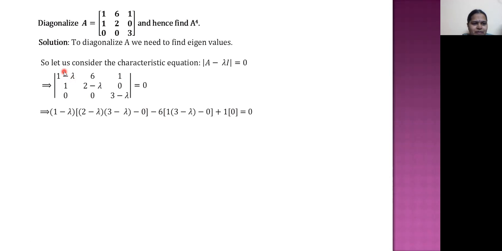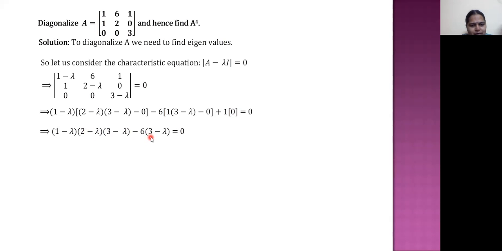So first take the first element, 1 minus lambda into 2 minus lambda into 3 minus lambda, cross multiplication, minus 0 into 0, 0. Next go to the second element, minus 6 into, minus we have to put, then take the second element 6 into 1 into 3 minus lambda minus 0. Next, last element plus 1 into 1 into 0, 0 minus 0 into 2 minus lambda, 0. So we have 0 for the third element. Now go to the next step. This is 1 minus lambda, 2 minus lambda, 3 minus lambda, minus 6 into 3 minus lambda. Remaining are 0, equal to 0.